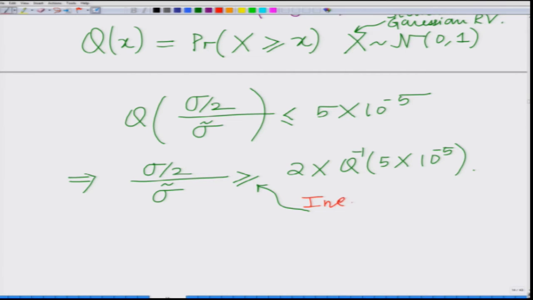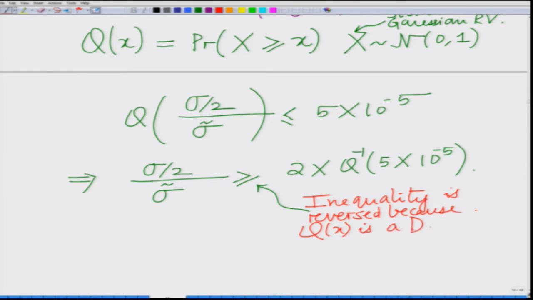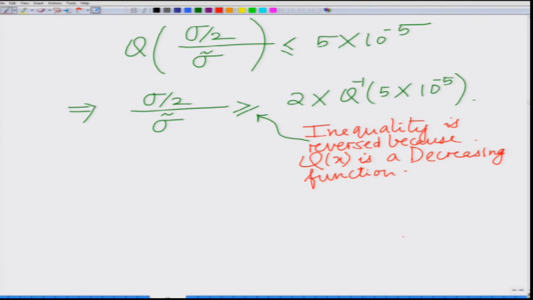The inequality is reversed because Q of x is a decreasing function. Therefore, Q of x less than or equal to t implies x must be greater than or equal to Q inverse of t. That is the principle that we have used, because Q of x is a decreasing function. That is why when you take the Q inverse to the other side, the inequality gets reversed.